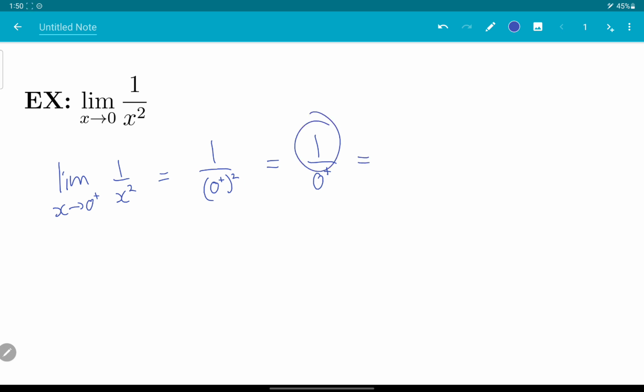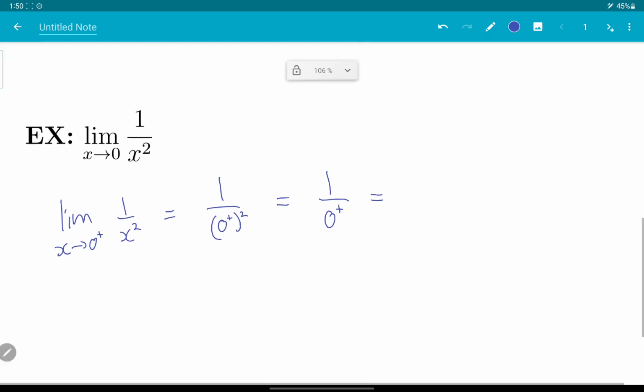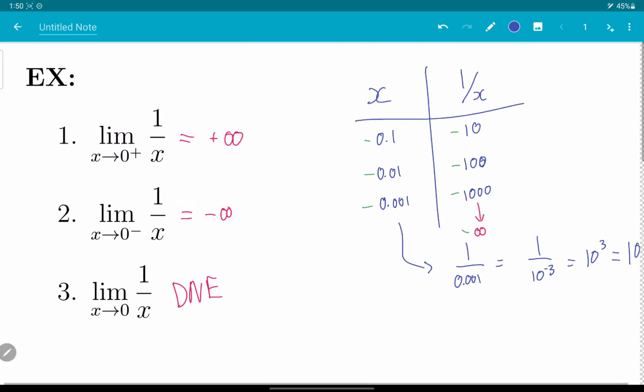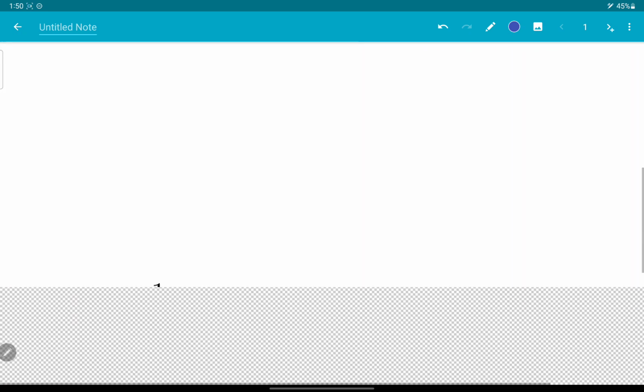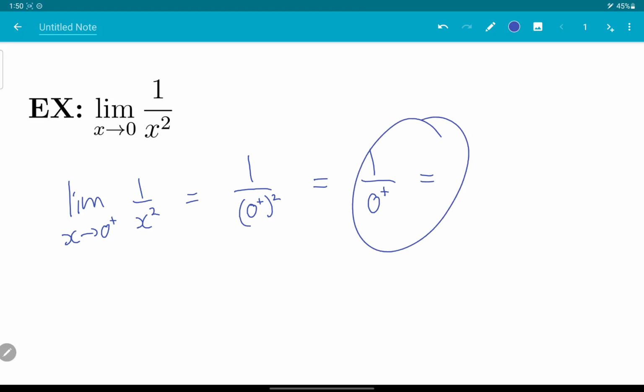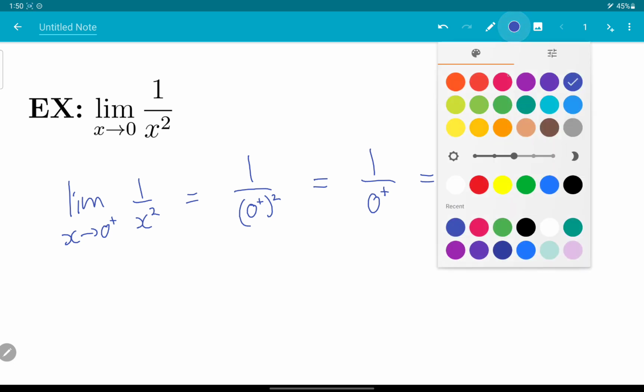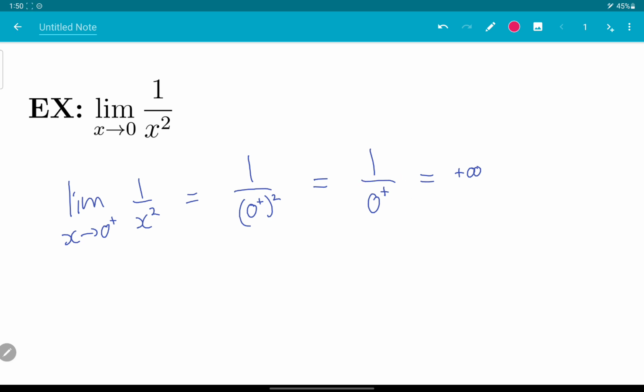And when I have a positive number divided by a very small positive number, what happens? Well, we just saw this above, where we had this chart. When we invert a small number, we get a big number. So 1 over 0 plus is going to be plus infinity. The notation is a bit strange, but when we write down 0 plus, we're thinking of an infinitely small positive number.